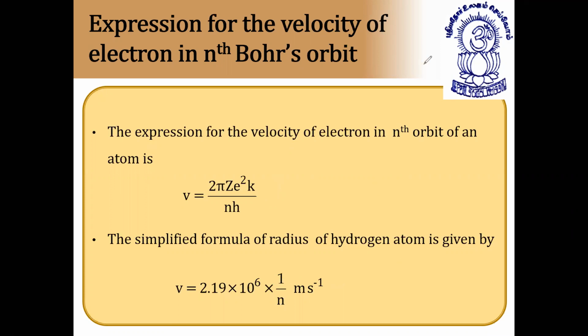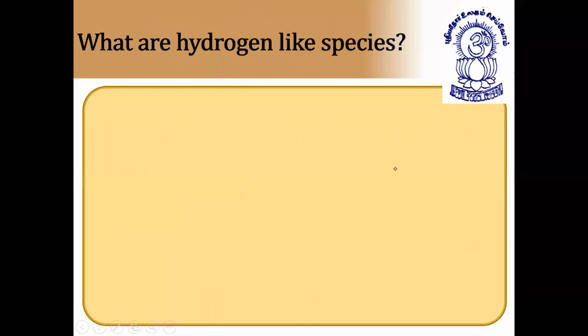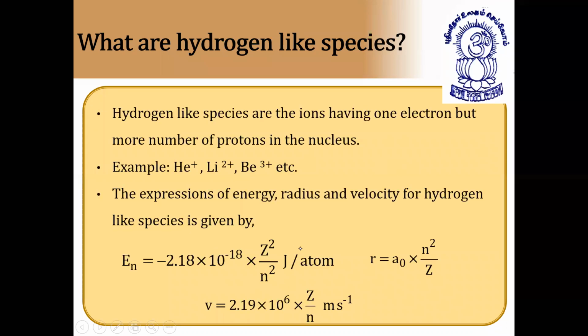So Bohr successfully calculated the radius of an orbit, the energy of electron in the nth orbit, and also the velocity of the electron in the nth orbit. Now, what are hydrogen-like species? He could explain not only the hydrogen spectrum but also hydrogen-like species. That is most important. Hydrogen-like species are the ions having one electron only, but more protons in the nucleus.